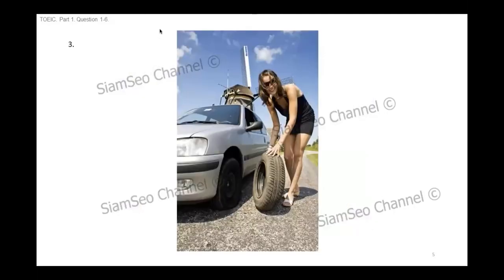Number 3. Look at the picture marked number 3 in your test book. A. She is fixing the wheel on her bike. B. She is changing the tire on her car. C. She is putting oil into her car. D. She is standing behind the windmill.